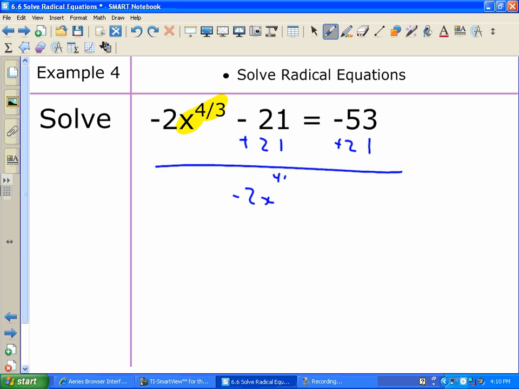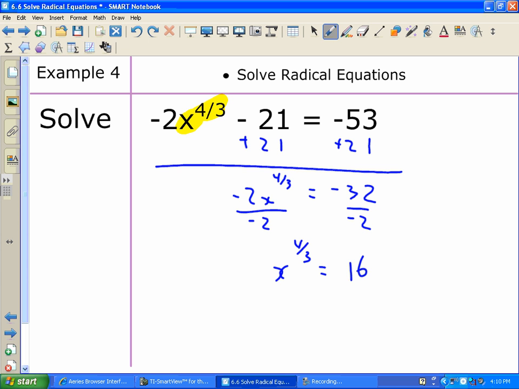Negative 2x to the 4/3 equals, let's see, negative 53 plus 21. We've got negative 32. Next up, since the x is connected to the 4/3 but the negative 2 isn't, I will get rid of the negative 2 from both sides of the equation. And that gives me x to the 4/3. I have negative 32 divided by negative 2, which is positive 16.